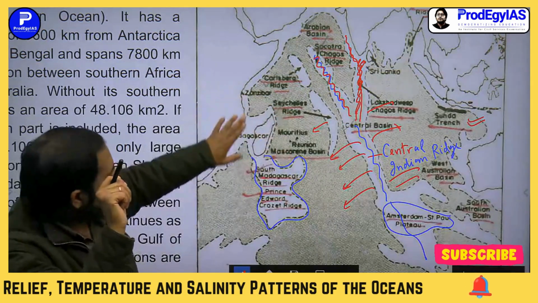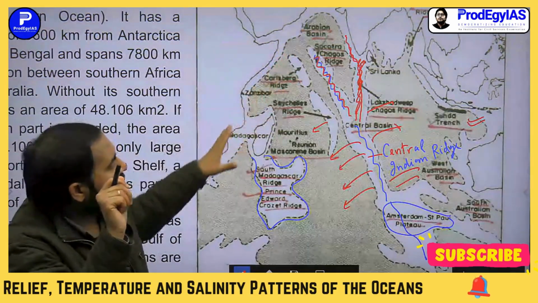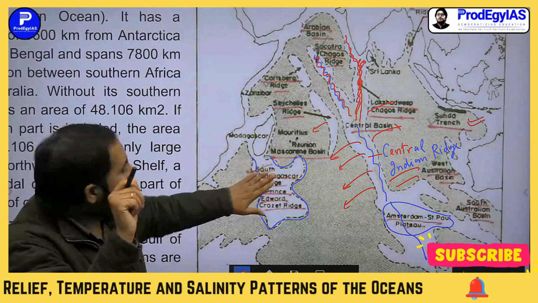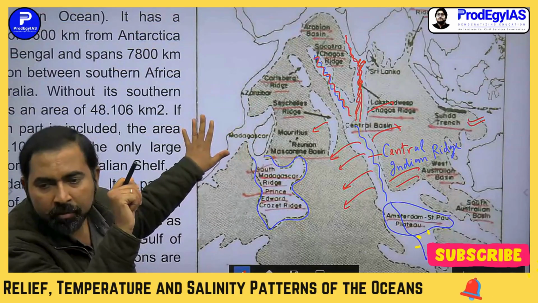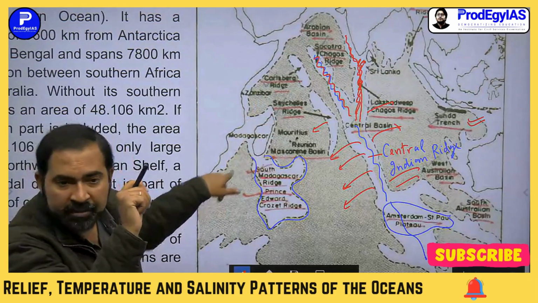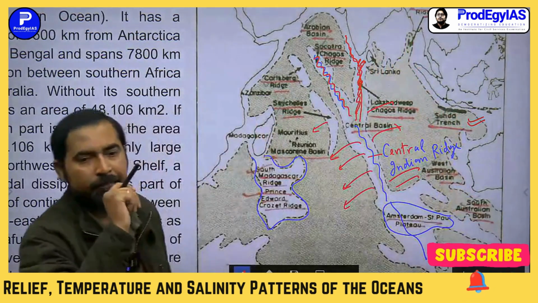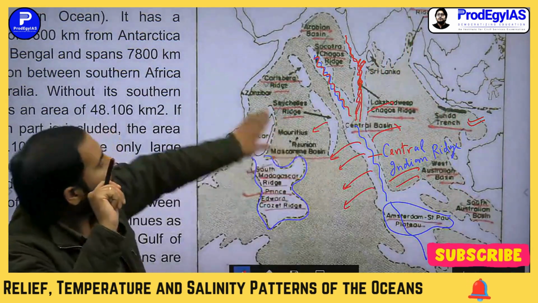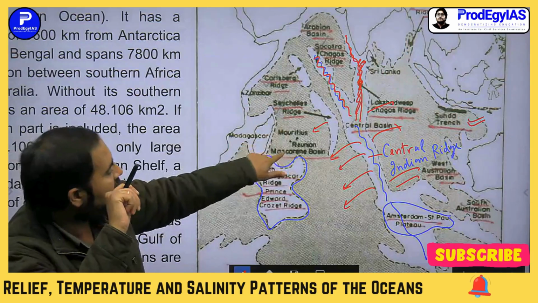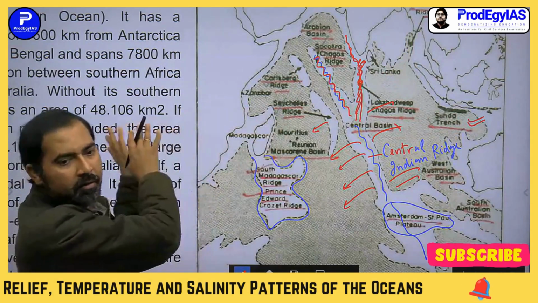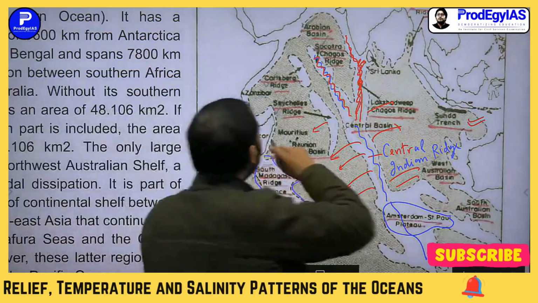Here in this part you can see that there are no trenches because this part is not active. This part and this part go in tandem, they go together. There is no subduction along this boundary. Subduction is only here, centered over here. This oceanic and this continental plate go together. They flow together. Right?